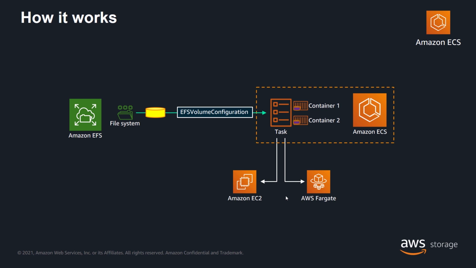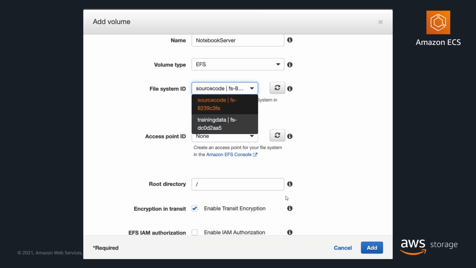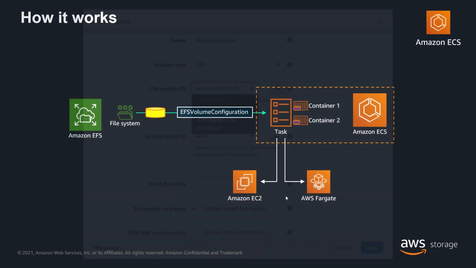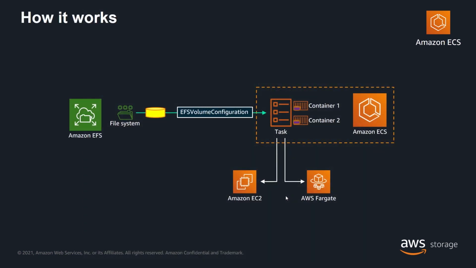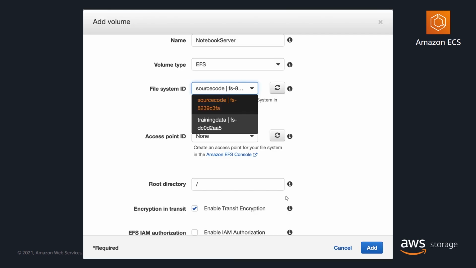Or if you're directly using the console, all you need to do is just select your file system ID within your task definition. There's the EFS volume configuration. So let's go to EKS.